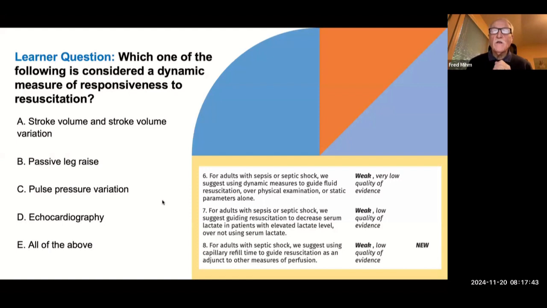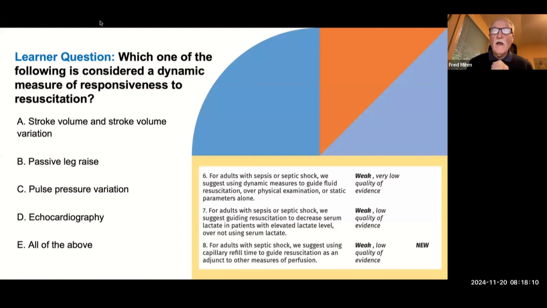Second point, number 7: for adults with sepsis or septic shock, we suggest guiding resuscitation to decrease in serum lactate in patients with elevated lactate over not using serum lactate. And again, if you're in a place where you can't get that assay, you might use the serum bicarb and have the serum bicarb improving as a sign that the acidosis is improved.